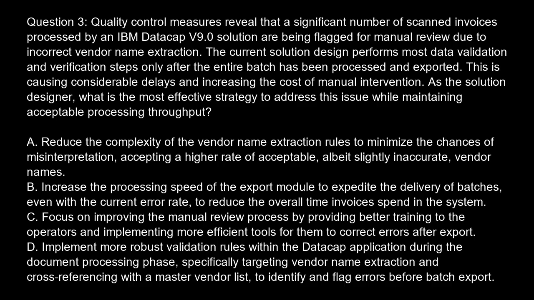Option C. Focus on improving the manual review process by providing better training to the operators and implementing more efficient tools for them to correct errors after export. Option D. Implement more robust validation rules within the Datacap application during the document processing phase, specifically targeting vendor name extraction and cross-referencing with a master vendor list to identify and flag errors before batch export.